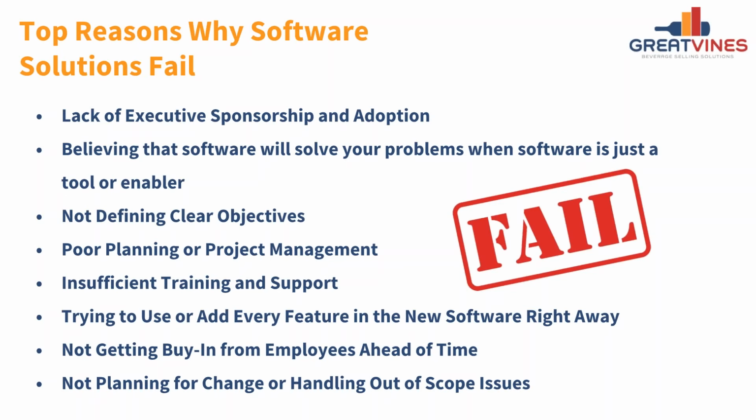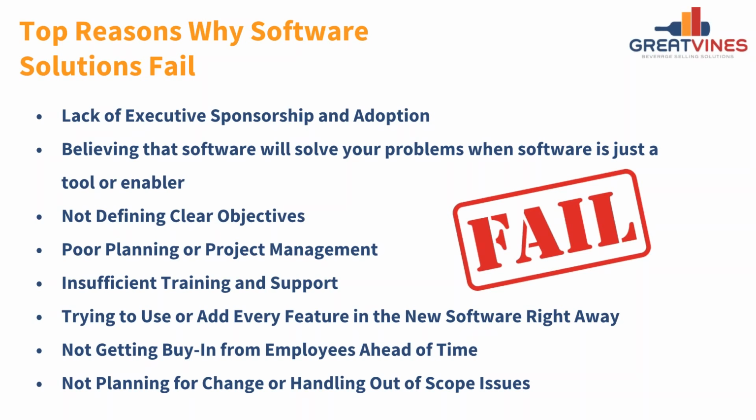So I'd like to start off with what happens in implementation. In so many cases, software solutions fail. I've been in implementation for over 15 years, and I've seen all sorts of things happen as I've moved through my career. Here's a list of some of the top ones. To start off, a lack of executive sponsorship and adoption by the company. This is a critical area.